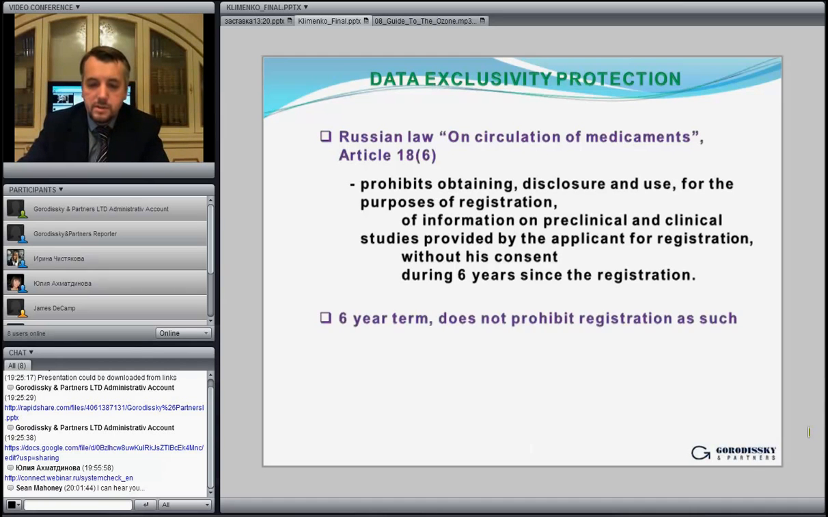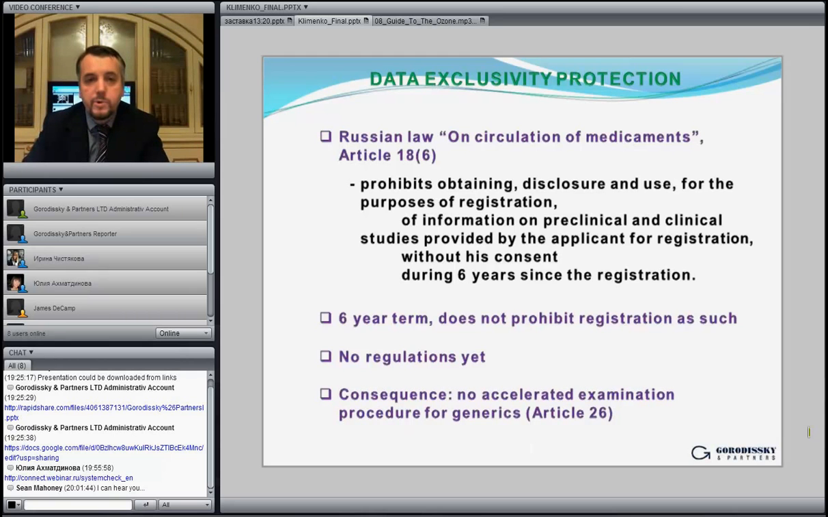So it is a 6-year term. I know that in some countries, like for example in Europe and the US, there is 8 plus 2 plus 1. I believe here it is just a 6-year term, and the legislation does not prohibit registration as such, rather it restricts it. There are no regulations yet as to the way this law should be implemented, let alone any practice.